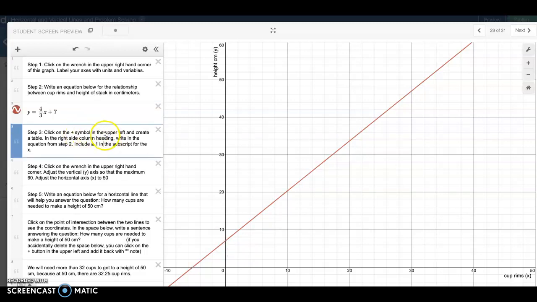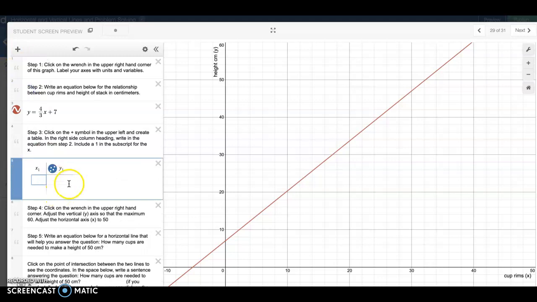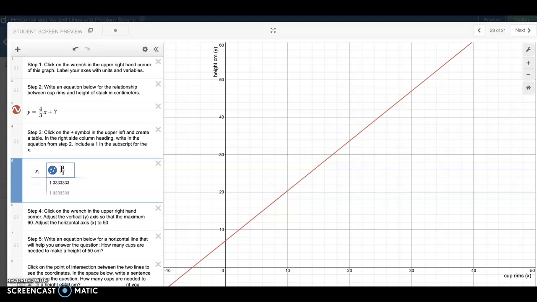Next, it says click on the plus symbol in the upper left and create a table. So we're going to do this, and we're going to create a table. And you can see that I've given x and y values. I can adjust this at the top with the y, and write in the expression 4/3 x. If I just type in 1 next to the x, it gives me this little subscript 1, which refers to this x1 over here. And then I can just do plus 7.